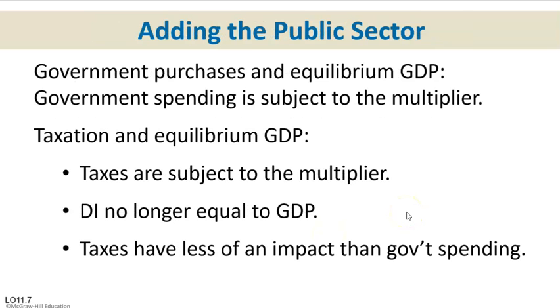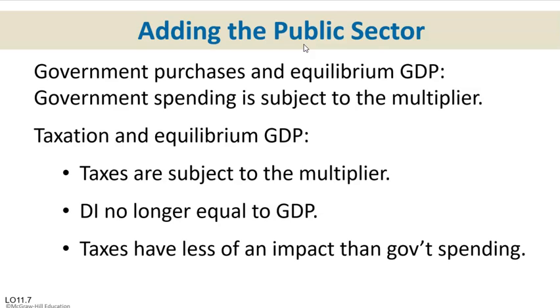Now let's move on to the last term that we're adding in, which is government purchases. And we call this the public sector. Keep in mind the word public in economics always means government. So what will happen here is we will add in the government spending that will increase aggregate expenditures, and it will increase GDP by a greater amount because we have the multiplier effect. We're also going to look at adding in taxes and how that will change the equilibrium of GDP.